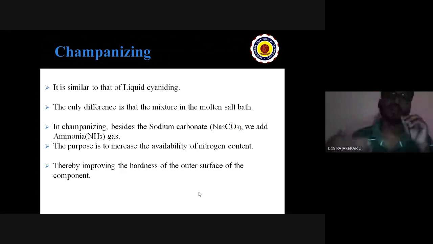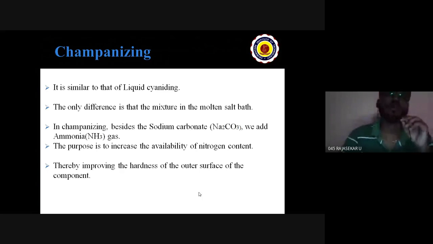Here, we'll be supplying additional ammonia in order to raise the nitrogen content in the outer surface of the component. Besides the sodium carbonate, we add the ammonia gas. The main purpose is to increase the availability of nitrogen content, thereby improving the hardness of the outer surface of the component.